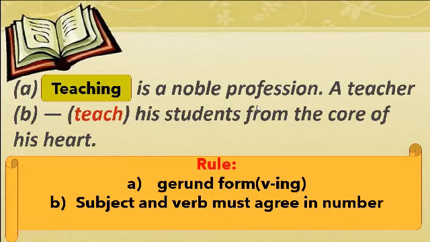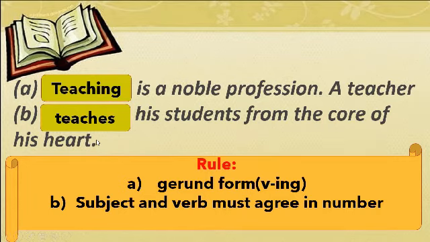Now coming to the next question. A teacher teaches his students from the core of his heart. So dear students, here the sentence is in present indefinite form and the main verb is teach. So dear students, here the verb will be changed according to the subject. And now you find this subject is third person singular number. So dear students, the verb will be turned into teaches. A teacher teaches his students from the core of his heart.